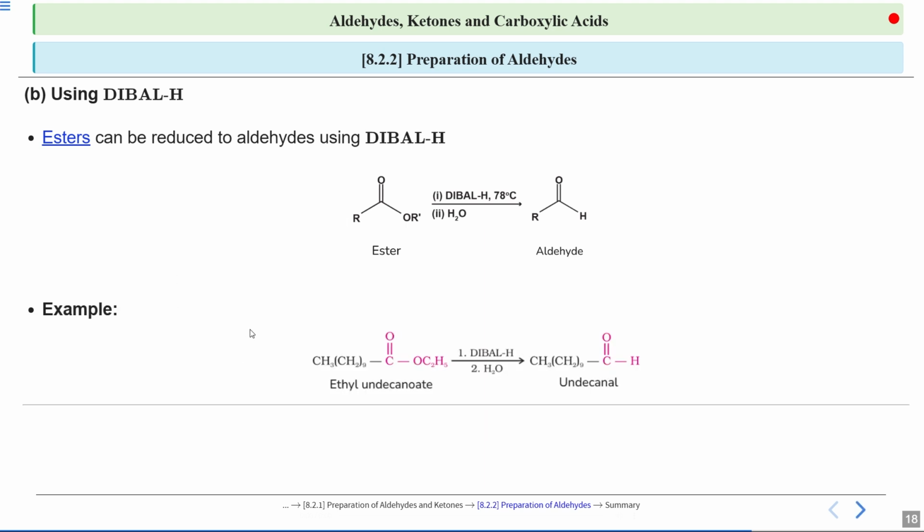So if you look at this example, this is an ester group which is called ethyl undecanoate. So esters are named as alkyl alkanoate. This alkyl part comes from the group which is attached to this oxygen. So this ethyl is attached to this oxygen. So this is ethyl. And if you see, there are 9, 10, 11 carbon atoms. So this is undecanoate. When you treat it with DIBAL-H followed by water, you get a corresponding aldehyde, which is undecanal. Because how many carbon atoms are there? 9, 10, 11. 11 carbon atoms are there. So this is undecanal.